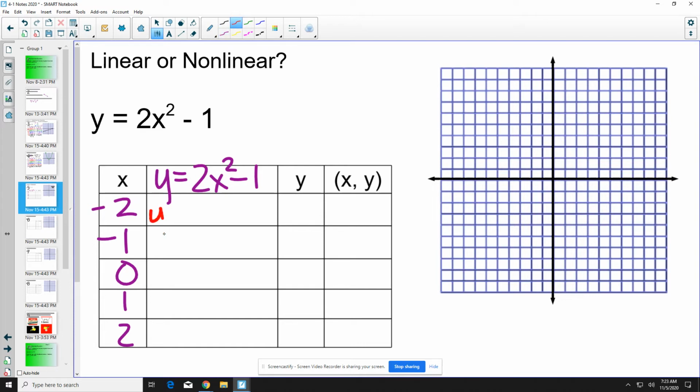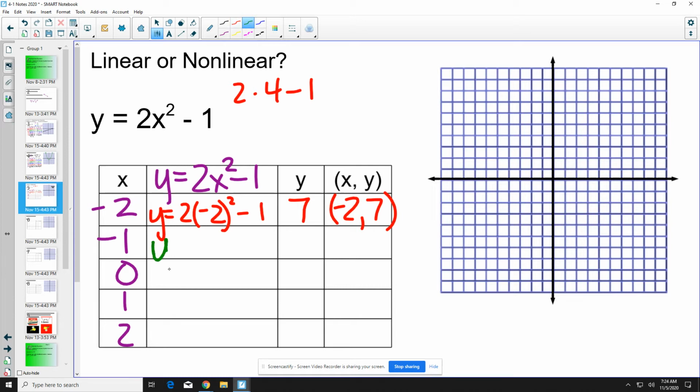All right, so first we're going to let x be -2. So we're putting a -2 in parentheses to the second. All right, so copy this in your table. We're going to square -2. -2 times -2 is +4. Good. So we have a 2 times 4 minus 1. 2 times 4 is 8. Take away 1 is 7. So the first point on my graph, my x is -2, my y is 7.